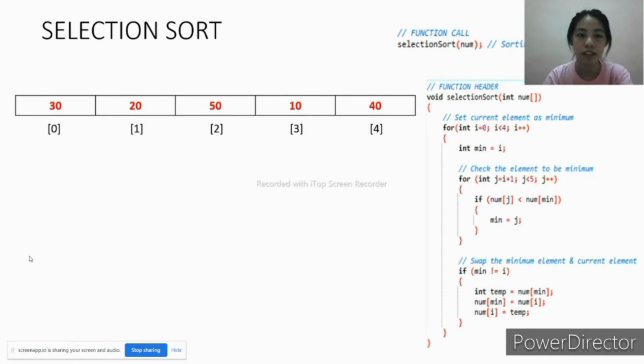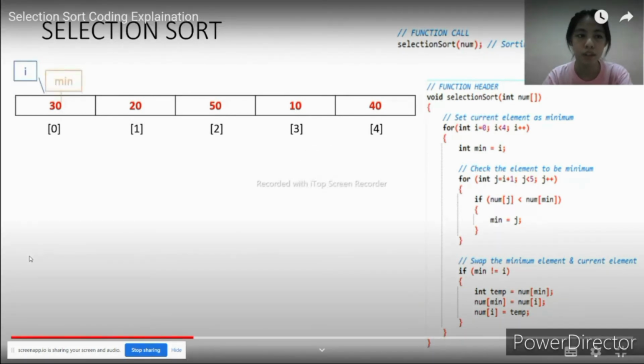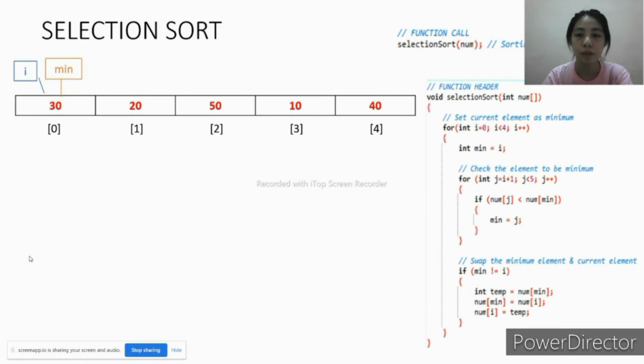In the first looping, set index 0 as i equals to min. In the second looping, i plus 1 equals to j, index 0 plus 1 equals to index 1, j equals to index 1. If 20 is smaller than 30, then j equals to min. Then j increments to index 2. 50 is not smaller than 30, so j does not equal to min. j increments again. If 10 is smaller than 20, then j equals to min. Now j increments again to index 4. 40 is not smaller than 10, so j does not equal to min.